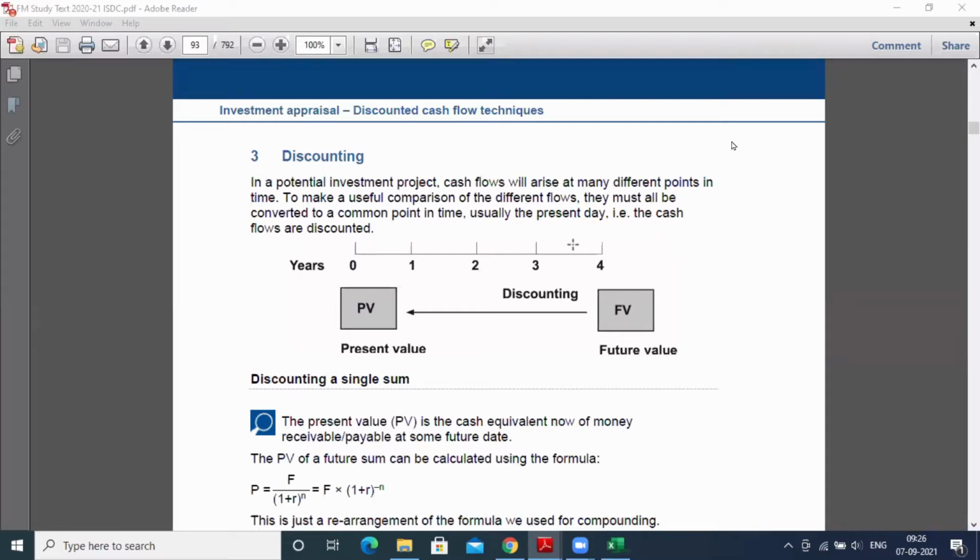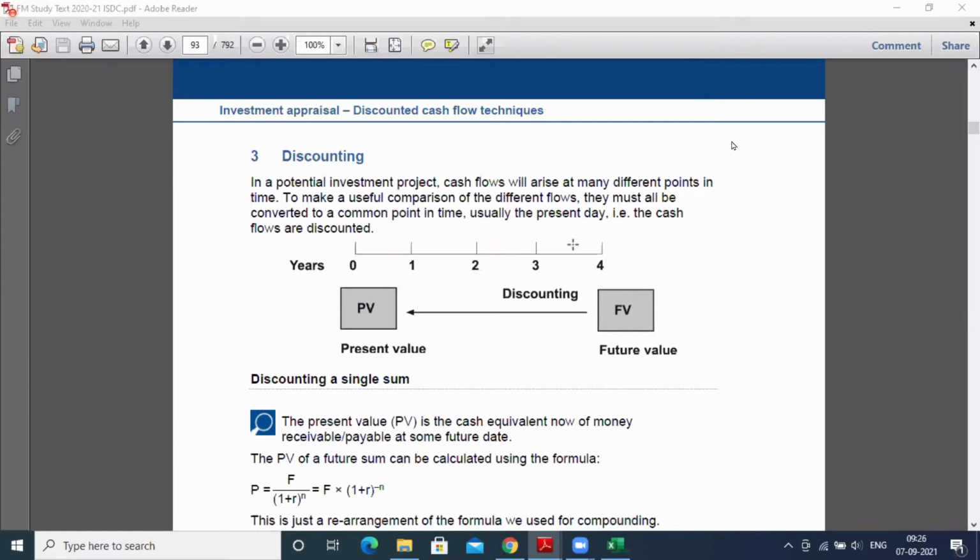Here you can see that in a potential investment project, cash flows will arise at many different points in time, and to make a useful comparison of the different flows, it is inappropriate to consider the viability of a project by considering cash flows at two different levels. You need to convert the future value into present value. All these cash flows ought to be converted at a common point in time. Generally we prefer the present day, because we know that present cash is more important than future cash.